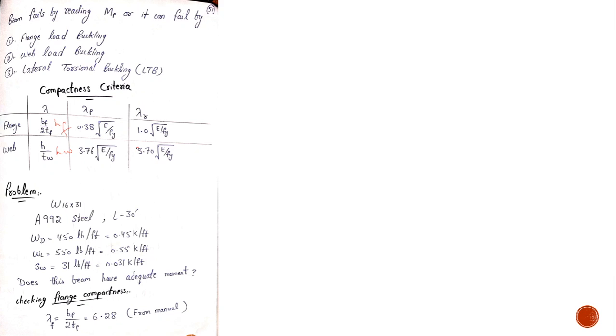All you have to do is know where to use these formulas and how to use them. I have this section, W16 into 31, with A992 steel, which means Fy is 50 ksi. The span length, if I draw the section of this beam, is 30 feet, and it has some load on it, and that load is dead load, live load, and self weight of the beam.